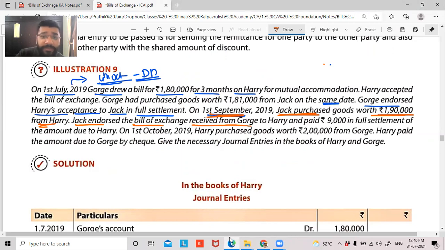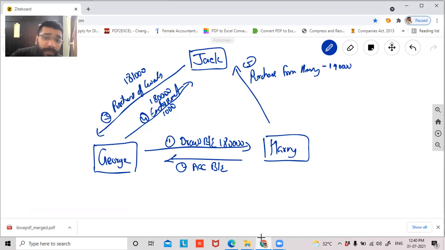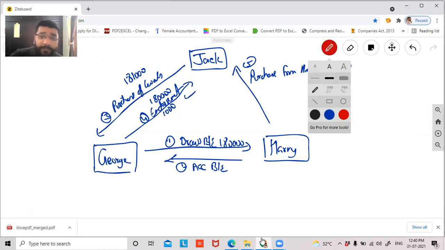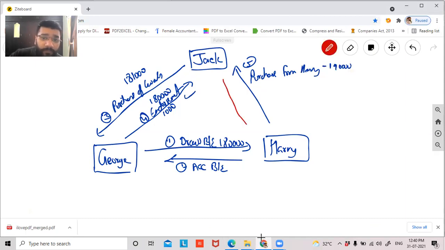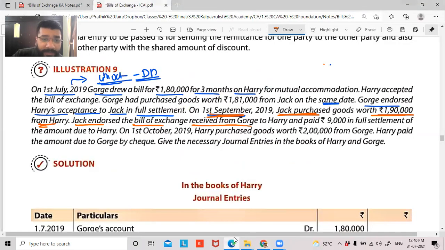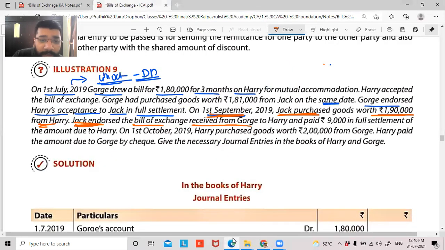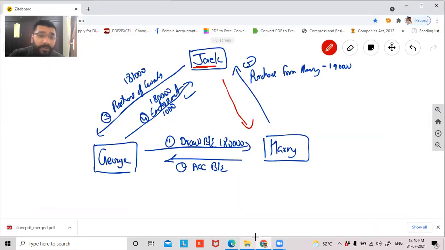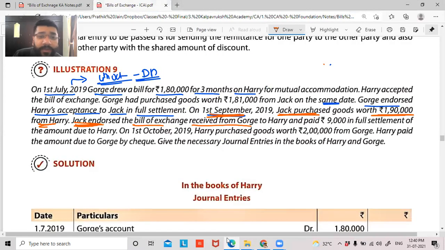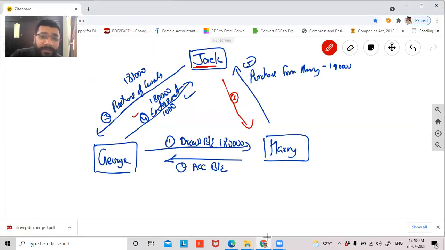And Jack endorsed the bill of exchange received from Georgie. So this bill that he received, he's endorsing. Look at the language: Jack endorsed. Jack is the one who purchased the goods, no? Jack has purchased these goods from Harry, so he's endorsing the bill of exchange received from Georgie. In the 6th transaction, Jack endorsed the bill of exchange received from Georgie to Harry and paid 9,000 in full settlement. This is the endorsement part.